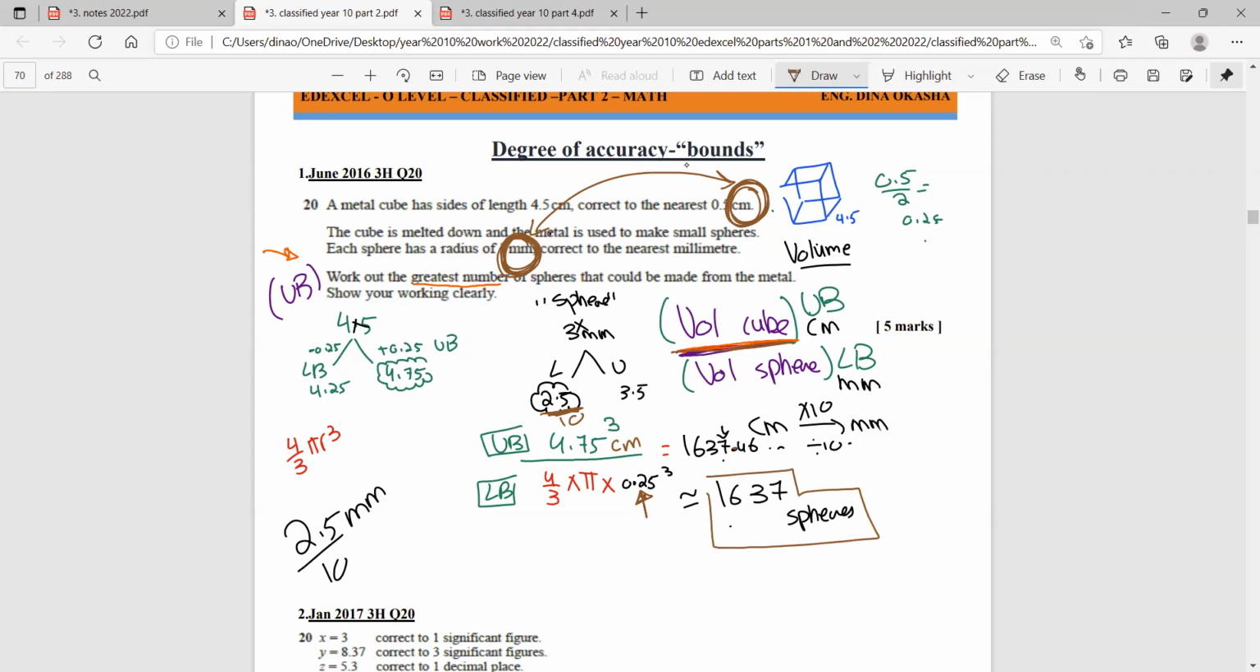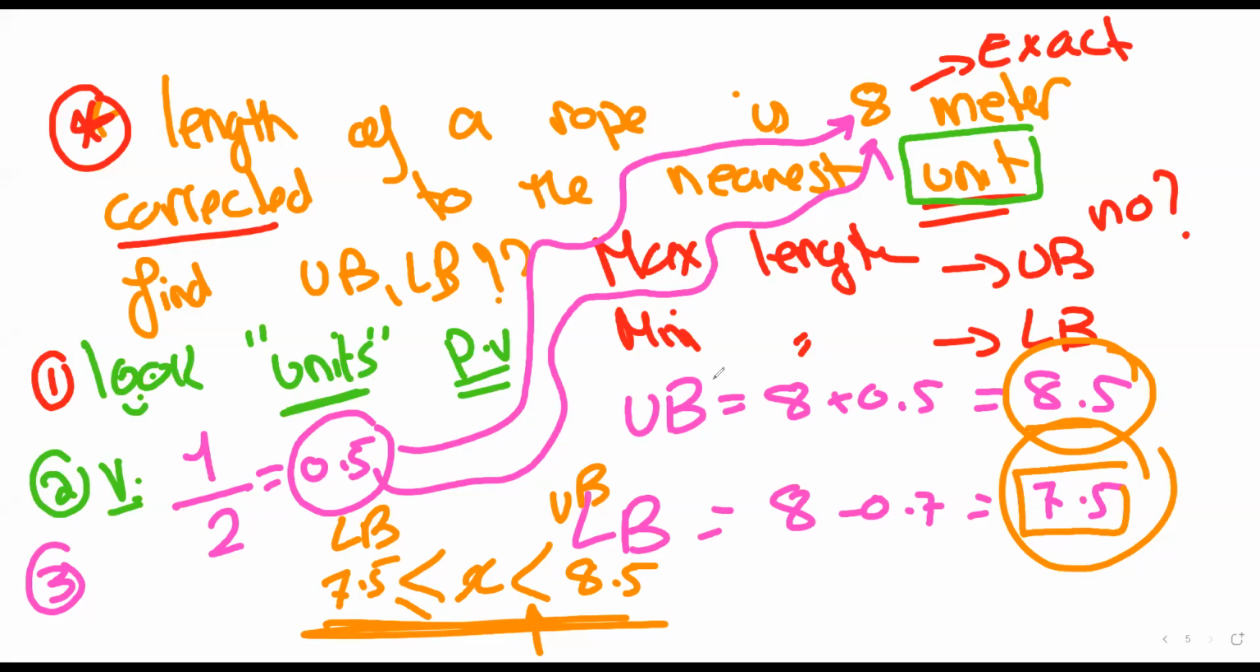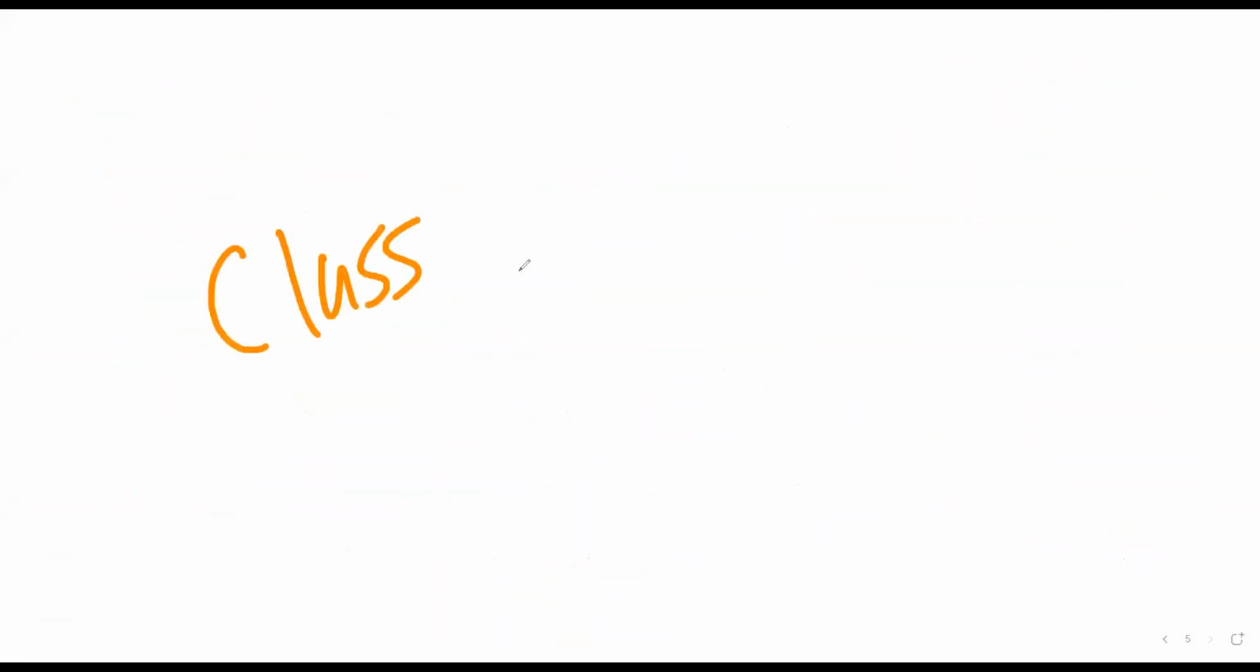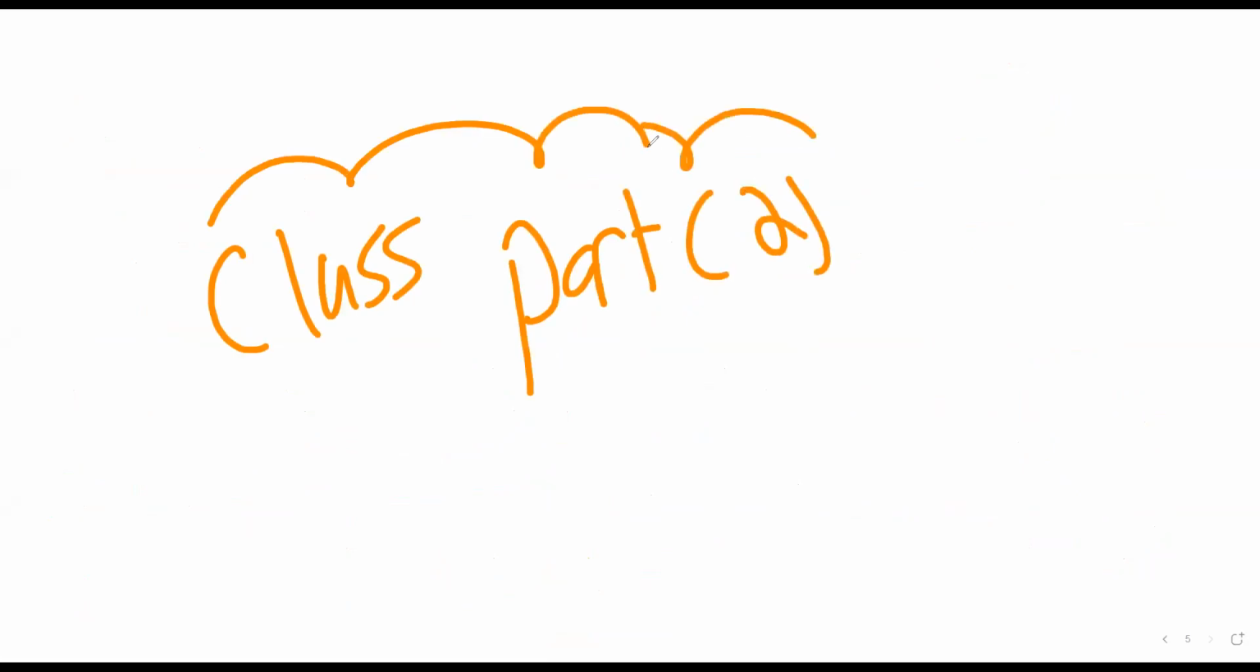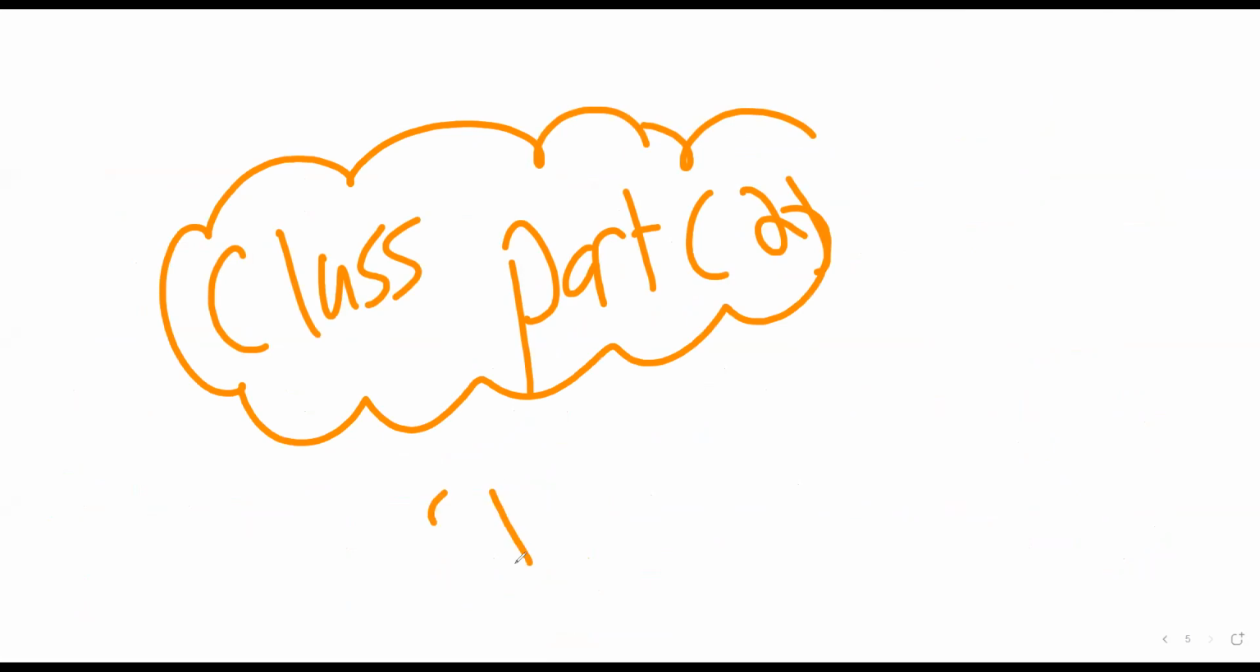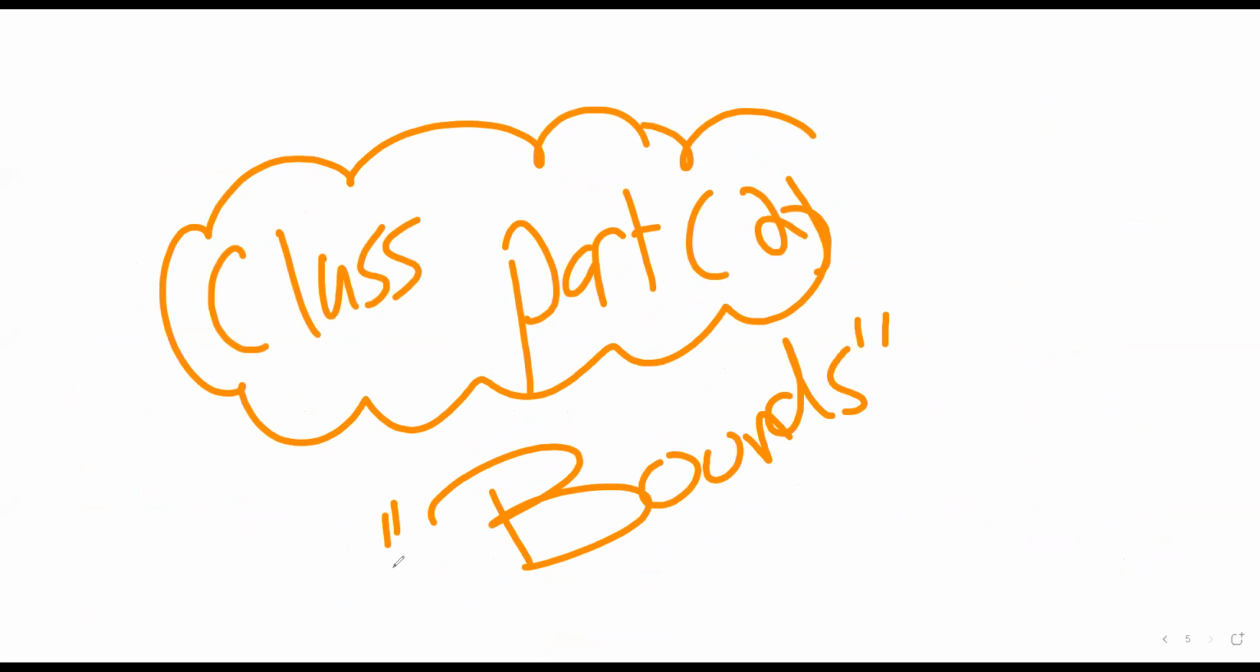Of course, your homework is going to be classified part 2, bounds, or what we call limits of accuracy. If you wish to practice more in classified part 1, this is totally up to you. Please watch this video carefully, pause, don't zone out, and try as much as you can to pretend that we are in class.